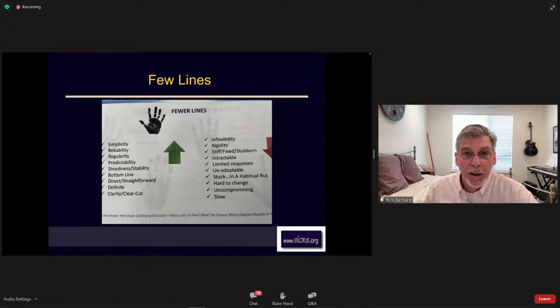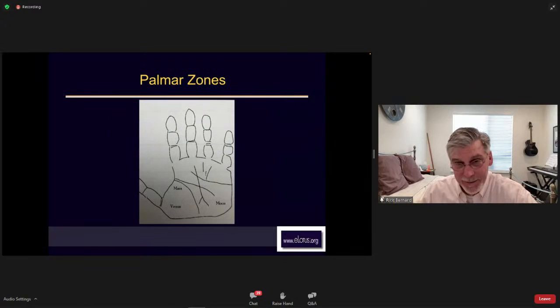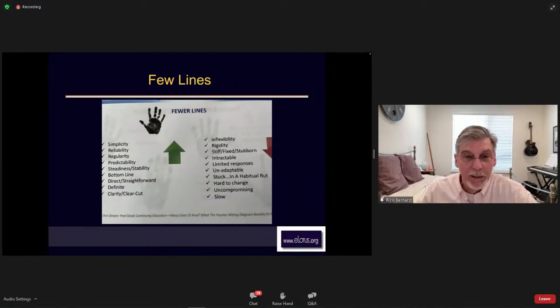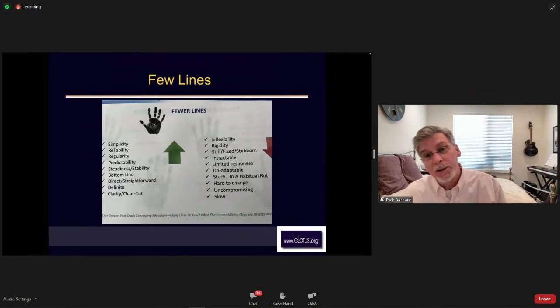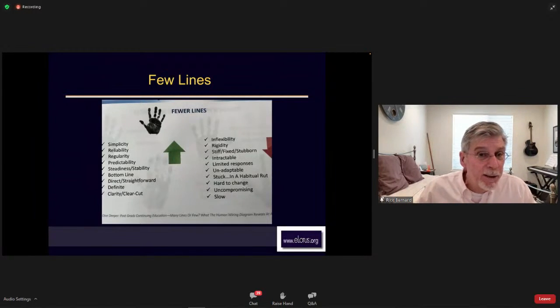Now, hand with fewer lines, let's look at the positives. Things are simple. They like to keep things very simple. They're very reliable people. They're very regular. They want oatmeal every day. Okay, if they have to have something different, oh my God, what do I do? I don't have my oatmeal. I can't have eggs today. This is Monday, Tuesday, or Wednesday. Thursday and Friday, I might try eggs.